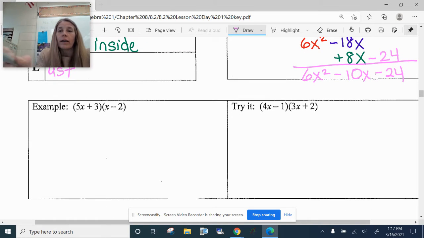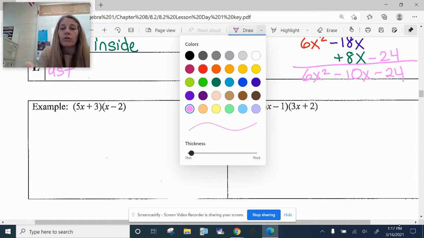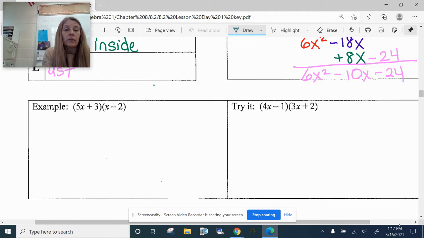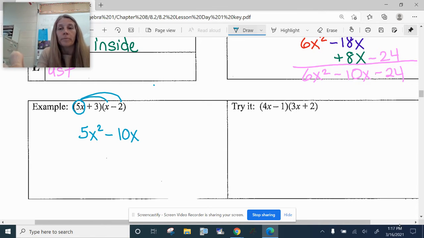So go ahead and try these. You might want to pause and try, and then make sure when you turn the video on again that you got the answers correct. So I'm going to start out by distributing my 5x to both of the terms in the second parenthesis. So 5x times x would be 5x squared. And 5x times negative 2 is negative 10. And there's a single x on there.